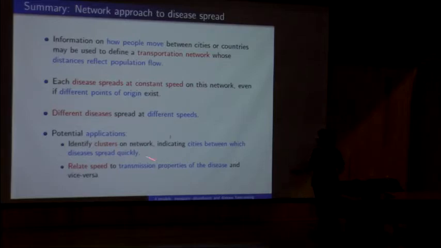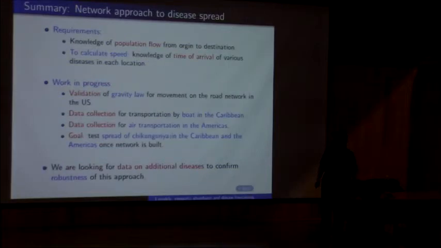The other thing is that once you have the speed of each disease, you can try to connect it to the properties of the disease itself, the epidemiology part. And we found that, I want to get this right, I forgot which one is faster, but Zika was faster than chikungunya, or the other way around. This is not totally intuitive, but this is what happened in Dominica, and you can ask, well, why is that?